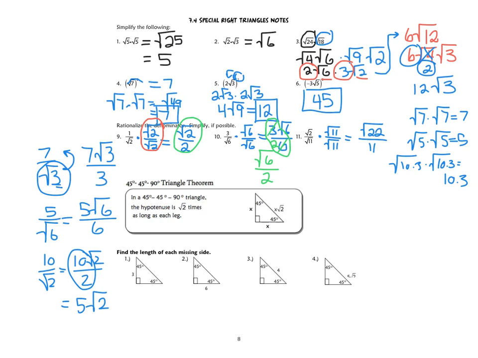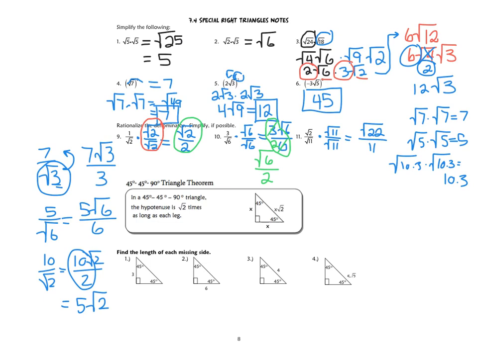Now, they are special because with these triangles, you only need to know one side of the triangle, and you could find the other two sides. Whereas in section 7.1, when we did Pythagorean theorem, you needed to know two sides of a triangle to find the third one. In 45, 45, 90, all you need to know is one side.